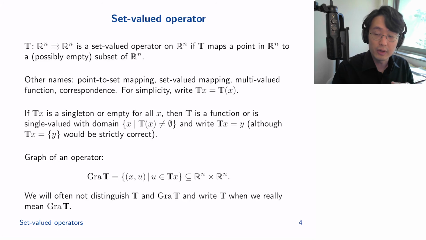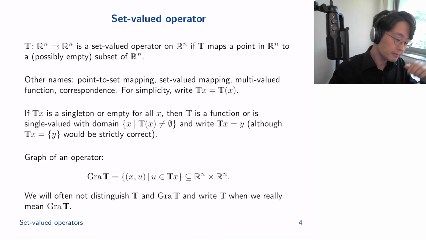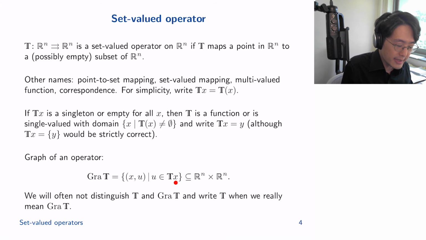When we use set-valued operators, we will overload a lot of regular vector notation to sets in order to express a lot of notions concisely and, in my opinion, elegantly. We define the graph of the operator as follows. The graph of the operator is denoted as gra T, and it is the set of input and output pairs. So x is an input to the operator T, and then u is an element of the output set. And this is, of course, a subset of Rn cross Rn.